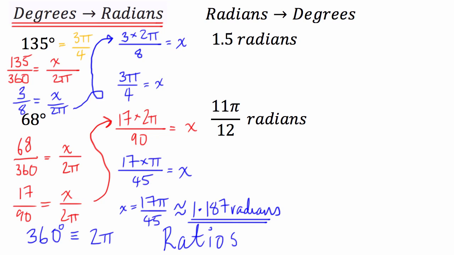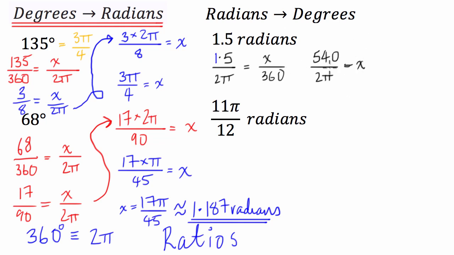So let's just change color. I've got 1.5 radians. So instead of going the amount of degrees over 360, I'm going to go the amount of radians over 2 pi. So this is going to be equal to 1.5 divided by 2 pi, and that's got to be equal to the number of degrees that we have divided by 360. Now, like we did in the other one, I'm going to move the 360 up here. 1.5 times 360 is 540. So 540 over 2 pi has to be equal to x.